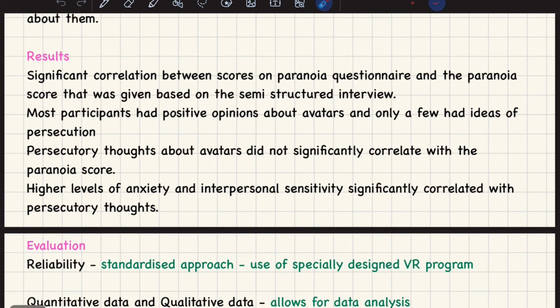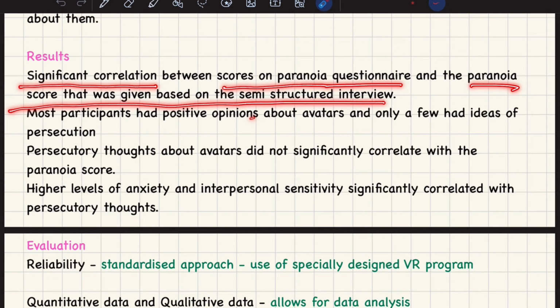Now, the results that were found, it was that there was a significant correlation between scores on the paranoia questionnaire and the paranoia score that was given based on the semi-structured interview. So in the interview, the person conducting the interview gave a score to each participant, a paranoia score, based on the answers the participant gave. And that paranoia score significantly correlated with the score of their paranoia questionnaire.